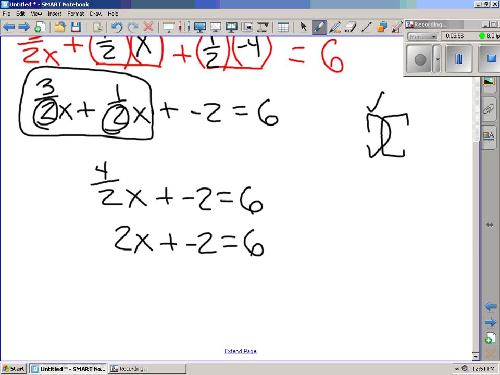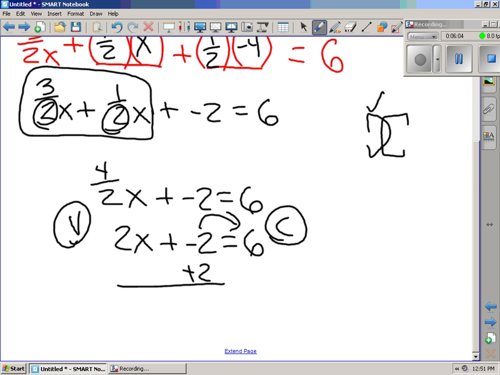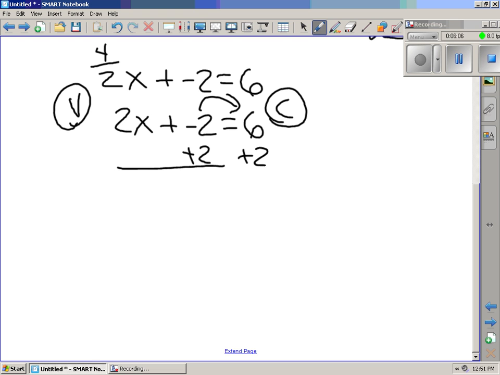And now we need to put all the variables on one side and all of the constants on the other. So I'm going to go ahead and use inverse operations to move this constant term to the right side. Whatever you do to one side, you must do to the other side as well. So we have 2x is equal to 8.